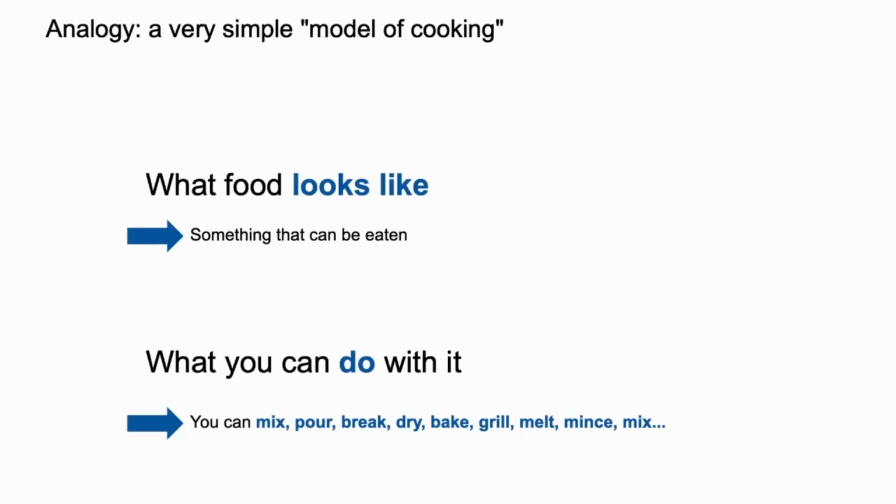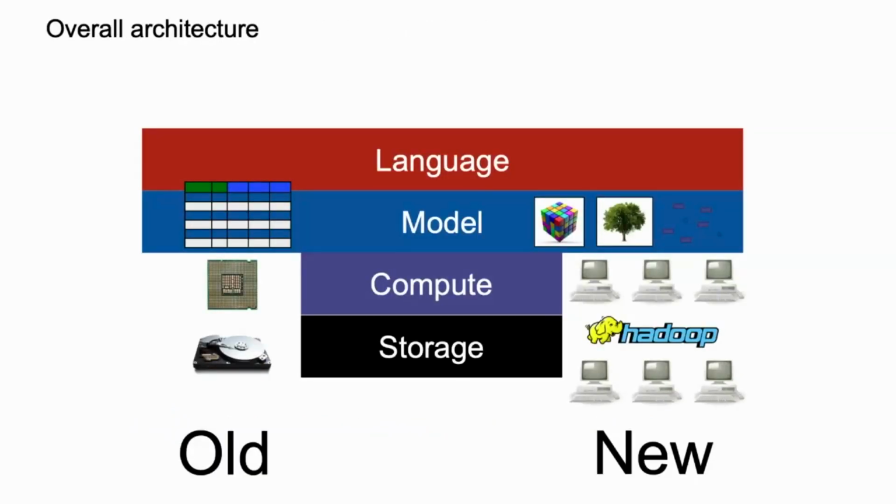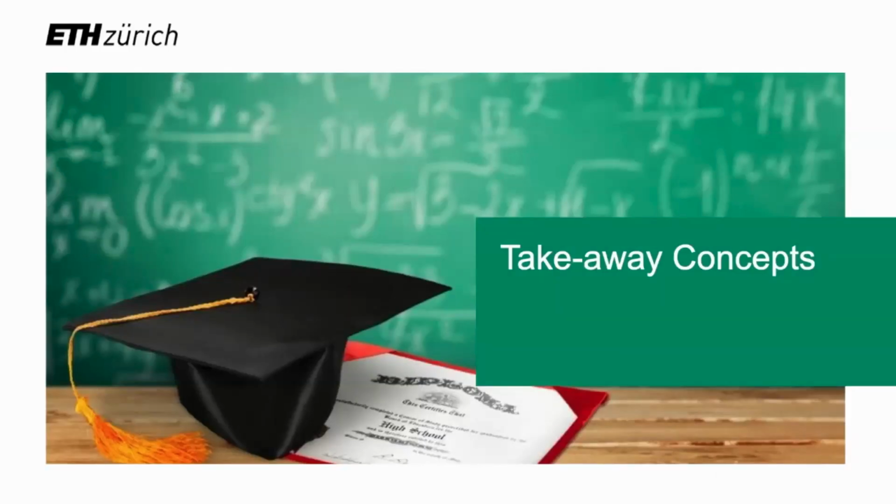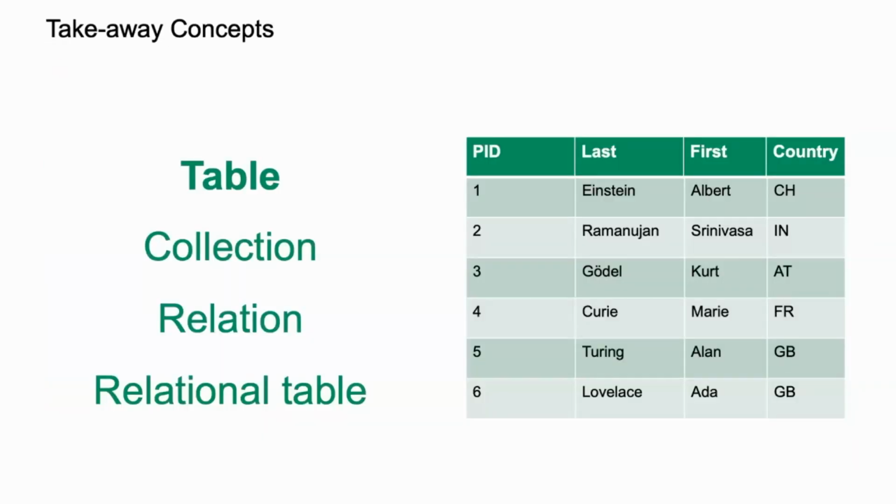And we have the same thing with data. We can also say what data looks like and what we can do with it. So what the data looks like is actually easy to explain even to primary school students, because they are already exposed to tables.